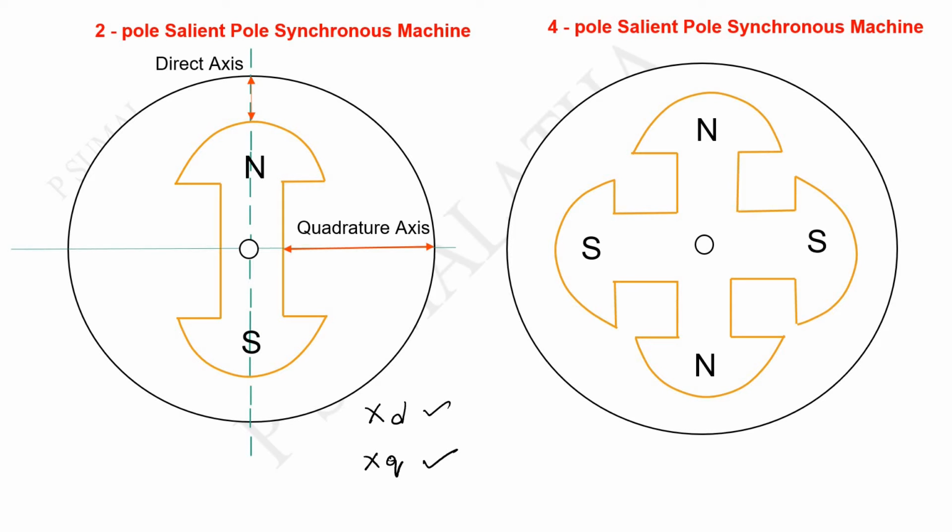As I told, the axis along the rotor axis will be called the direct axis, and the axis along the interpolar region will be called the quadrature axis. So whenever we are deriving for the salient pole synchronous machine, we need to consider the effects with respect to the direct as well as the quadrature axis. Not only the reactances, this non-uniform air gap will result in two different voltages and currents also. That I will explain using the phasor diagram.